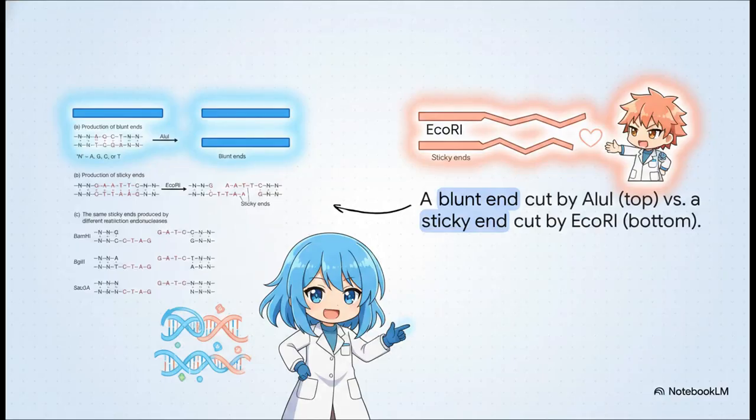You can really see the difference here. On the left, the blunt cut is perfectly flat. But look at the sticky end on the right from our old friend EcoRI. It's got that little tail, that overhang. And that little bit of single-stranded DNA is actively looking for a partner to pair up with.